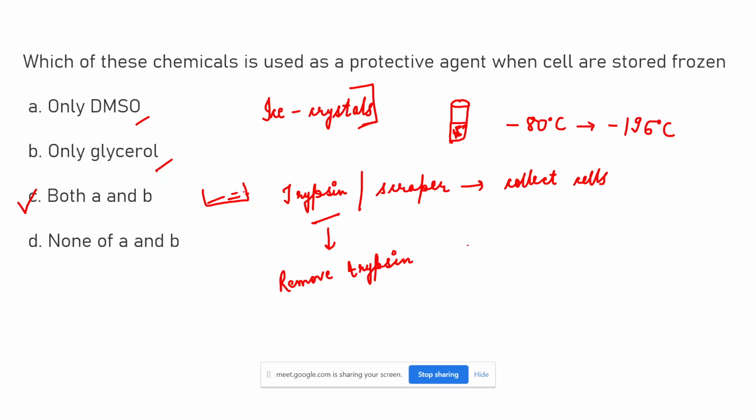So in order to do that, what most of the labs do is that after collecting cells, they centrifuge that entire mixture having cells, so that they can get cells at the bottom, and all your residual media, trypsin, etc. will be on the top. So here you will have your cells. So from here you can collect those cells and add your cryomedia.